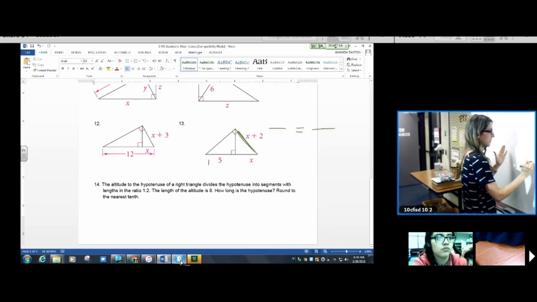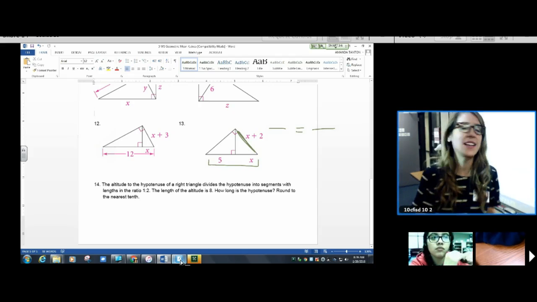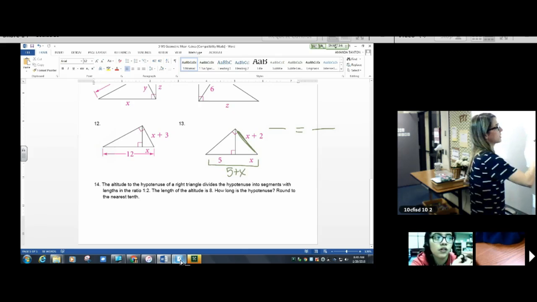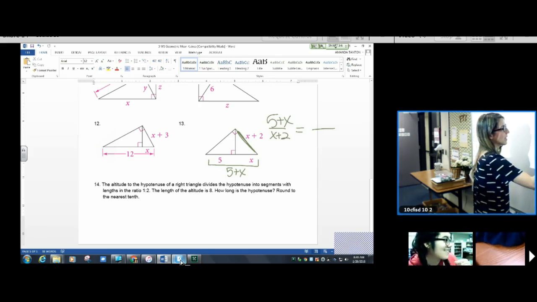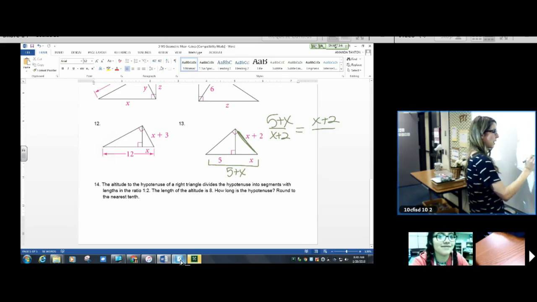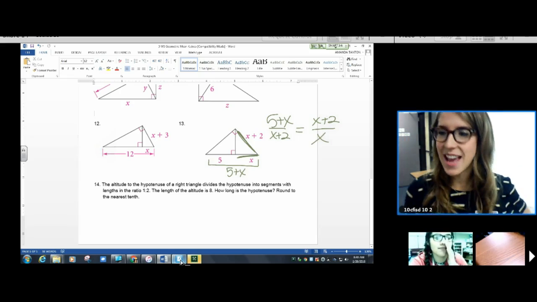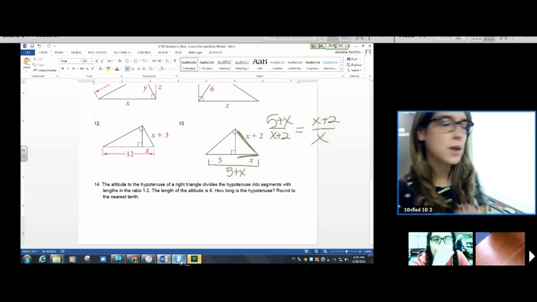What's the hypotenuse? Be careful. It's not 5. It's not x. It's not 5x. It is 5 plus x. So hypotenuse over leg equals leg over adjacent seg. The adjacent seg to x plus 2 is x, not the 5, but the x. Now we cross multiply.